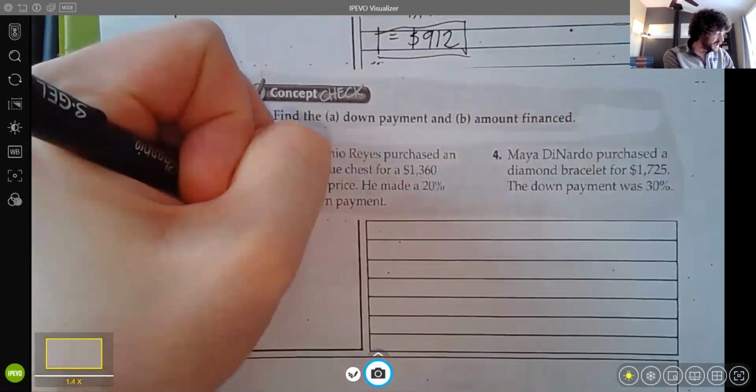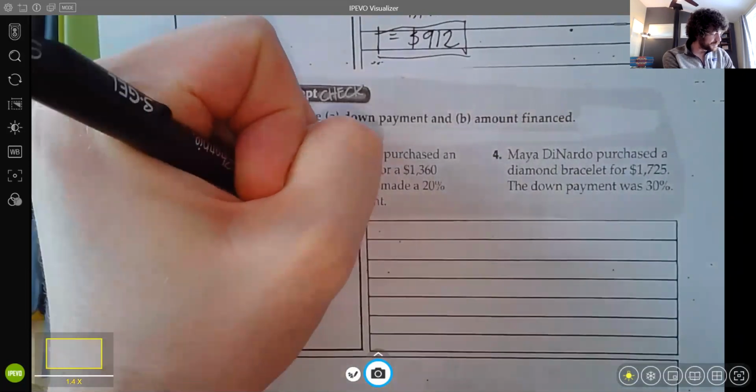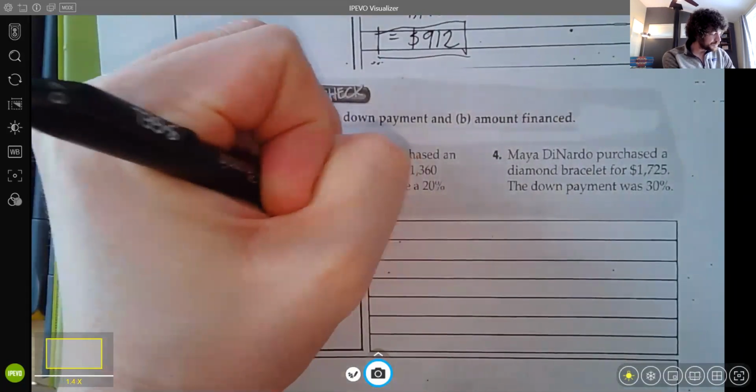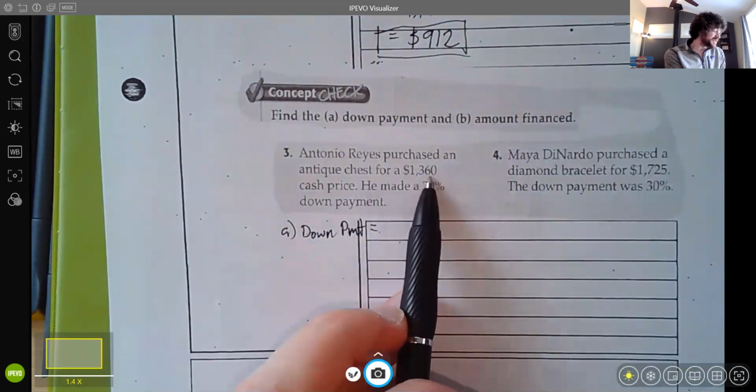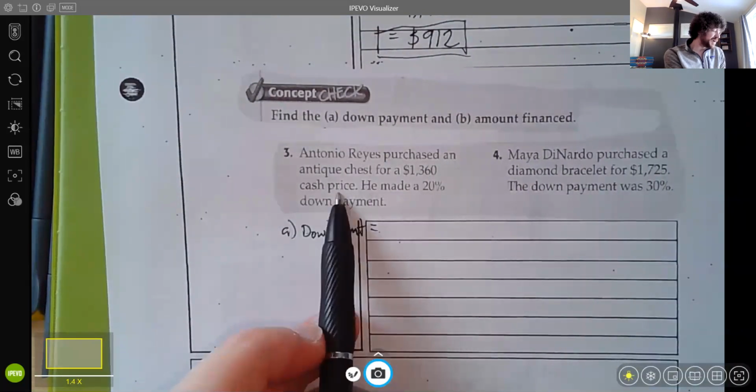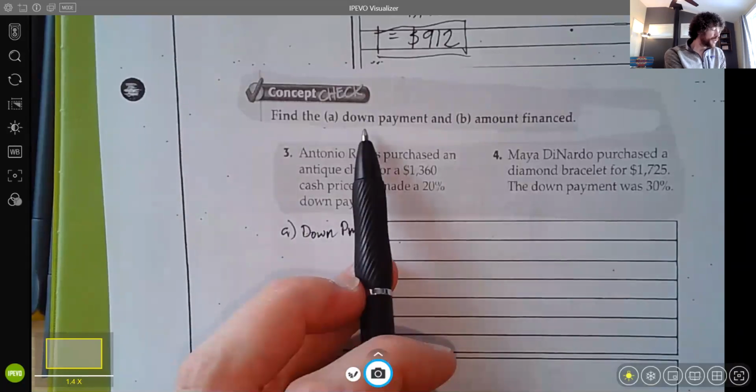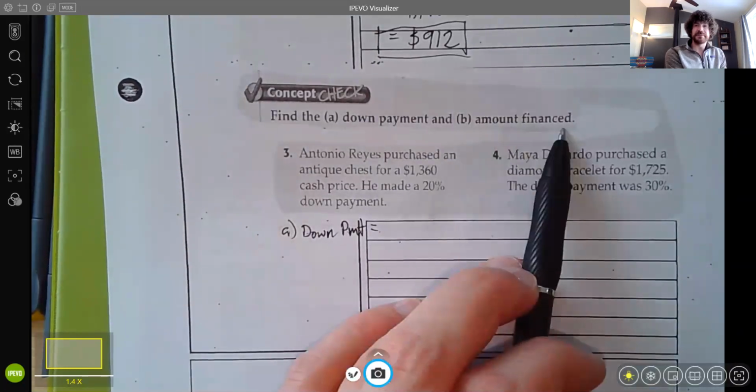All right, so number 3, here we go. A, find the down payment. So down payment. All right, Antonio Reyes purchased an antique chest for $1,360 cash price. He made a 20% down payment. We want to know the amount for the down payment and the amount financed.